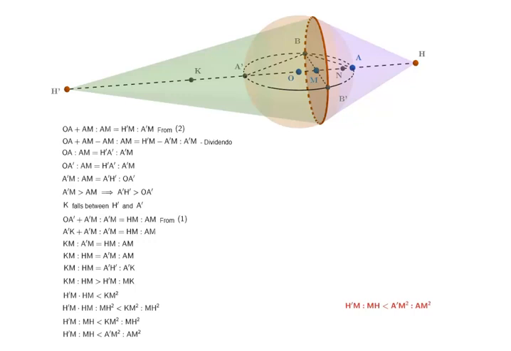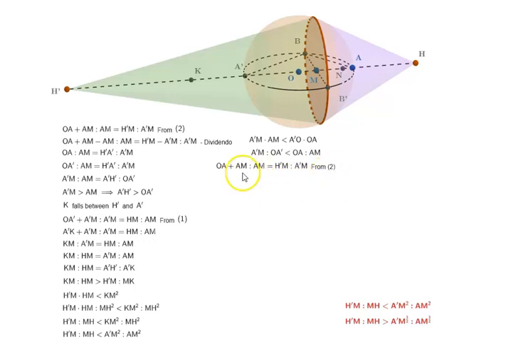Let's look at the second case, which says H prime M is to MH is greater than A prime M to the power of 3 by 2 is to AM to the power of 3 by 2. A prime M times AM is less than A prime O times OA, which we can write in the form of a ratio, inequality in ratios. A prime M is to OA prime is less than OA is to AM.